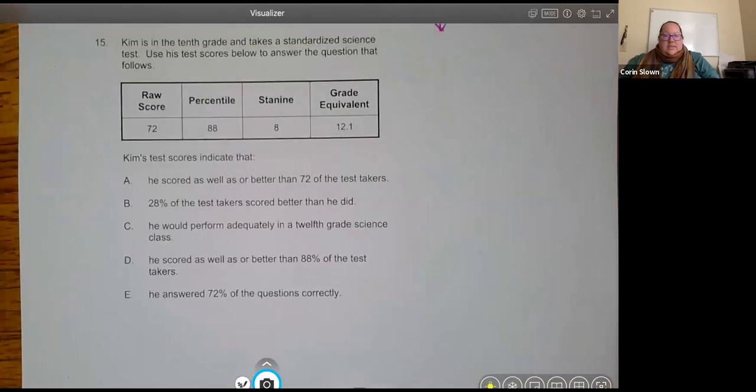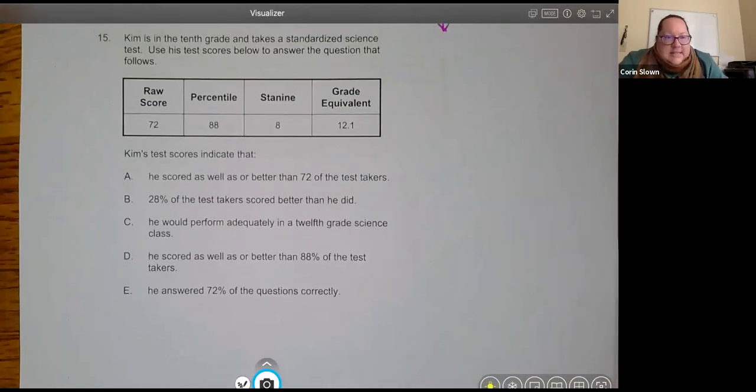So Kim is in the 10th grade and takes a standardized test. Use his test scores below to answer the question that follows. So let's take a look. We have his raw score. So that's just the number of points that he scored out of the total. We have the percentile. That's how his score is converted in terms of the percent.